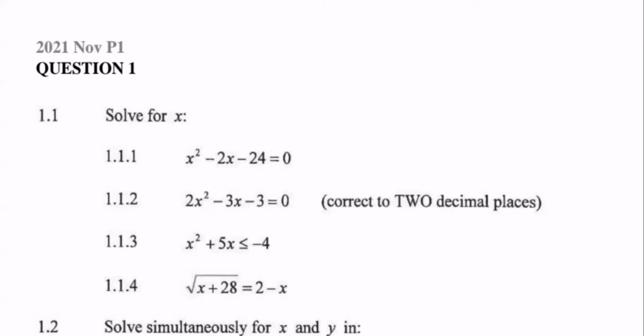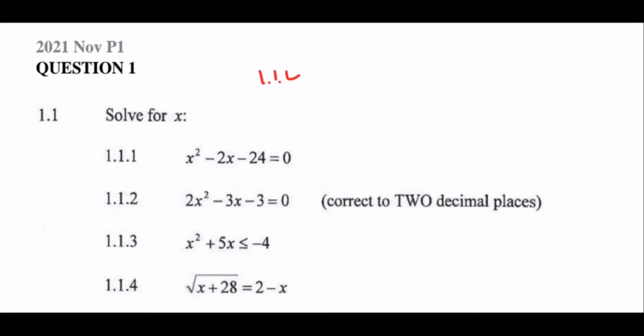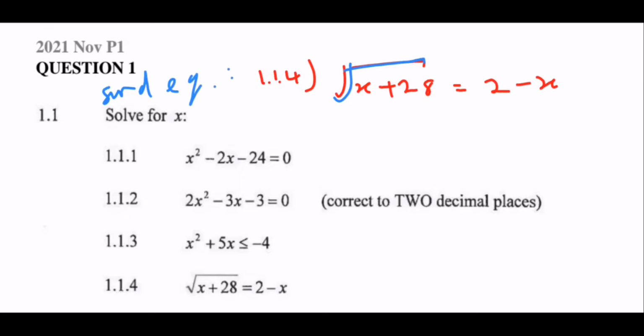So then let's move on to 1.1.4. This is what we call a surd equation. Again, guys, if you're not going to remember it, please write it down. Why is this called a surd equation? Because of the square root that you see there. If you know the different kinds of equations, you'll then know the different methods to solve them. By the way, this square root goes over the x and the 28.